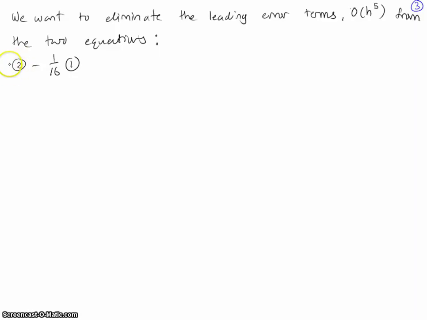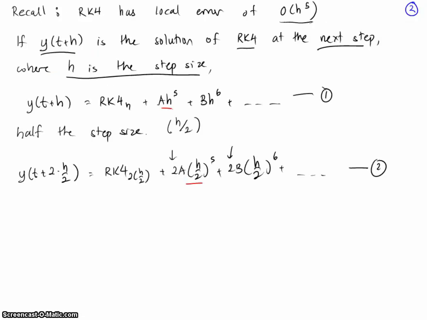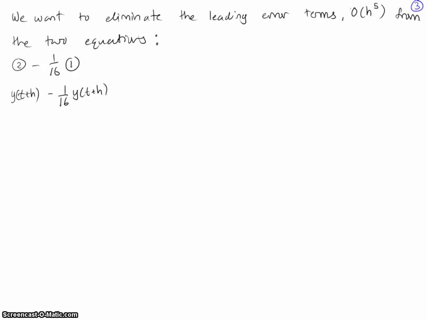So in doing so, on the left hand side, we get y at t plus h minus 1 over 16 y at t plus h. On the left hand side here, I've just written this as y at t plus h because that is the solution that we want, the solution of y that we get after we applied the step size of h from the time point of t. So on the left hand side we have this.